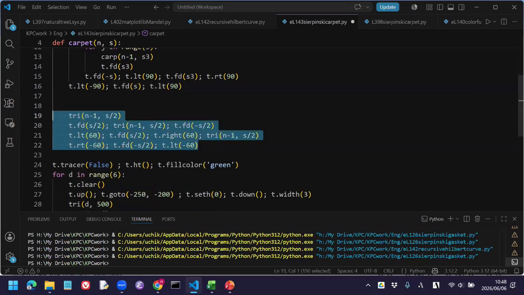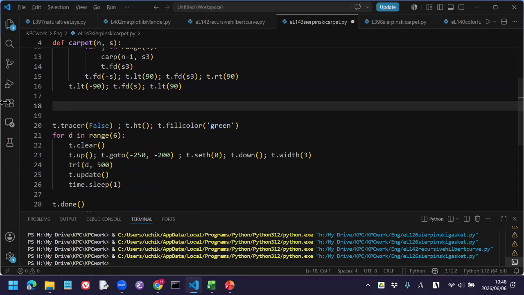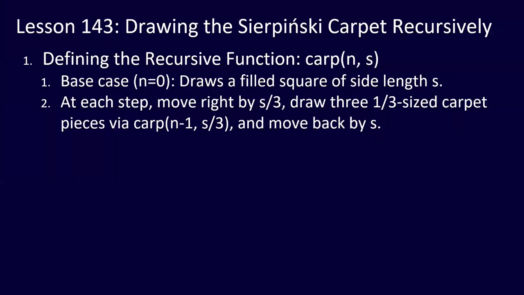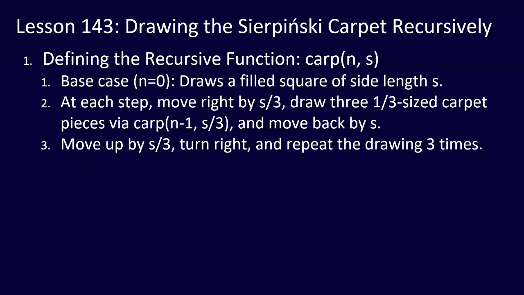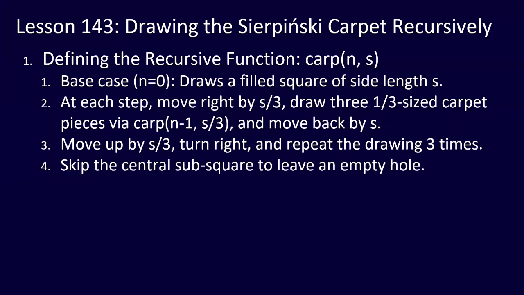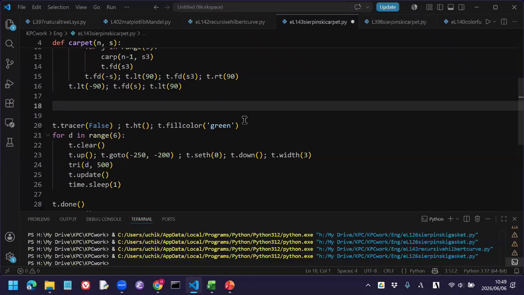We don't need all these. Let's check. At each step, move right by S over 3, draw three carpets, and then move up by one third, turn right, and repeat the drawing three times. Here, the important thing is we should skip the central subsquare to leave an empty hole. This is the essence of it.